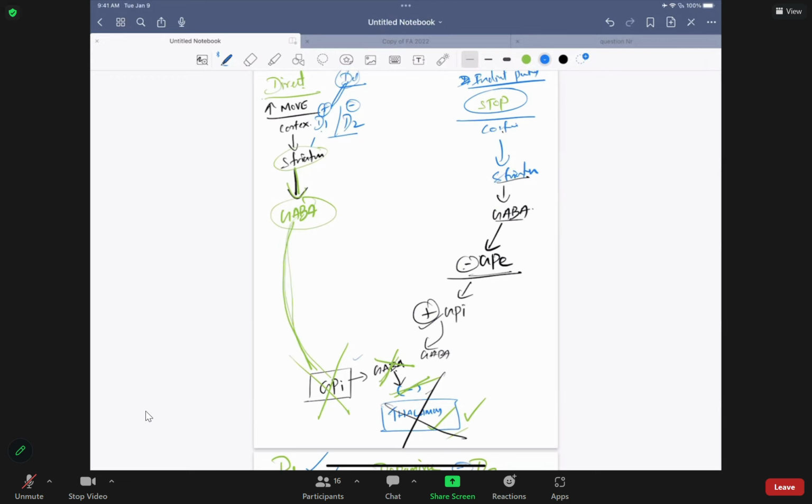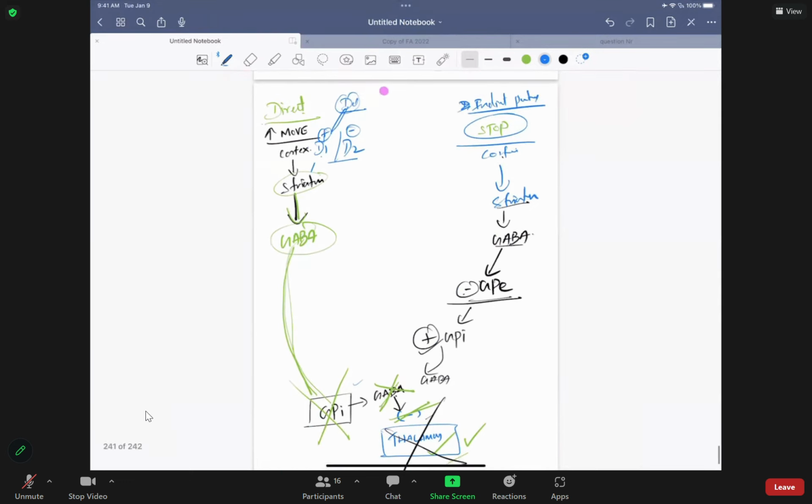Just one last thing. In the indirect pathway, when the GPe is inhibited, therefore your GPi is active. That produces GABA, which blocks the thalamus. That's the same as how it blocks the thalamus in the direct pathway, right? Yeah, same thing. I just wrote it twice.